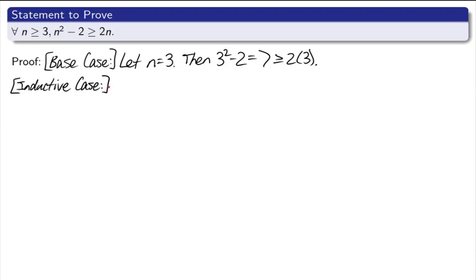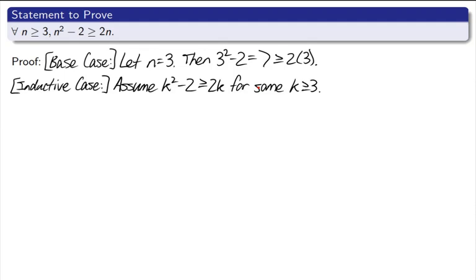Now for our inductive case. Again, you'll make the assumption that this statement holds for k and show it for k plus 1. Assume k squared minus 2 is greater than or equal to 2k for some k greater than or equal to 3. I simply plugged in k where n is, but one very important word in this proof is the word some. I'm picking an arbitrary k here, some k greater than or equal to 3, and then I want to show for this arbitrary k that the statement holds for k plus 1.